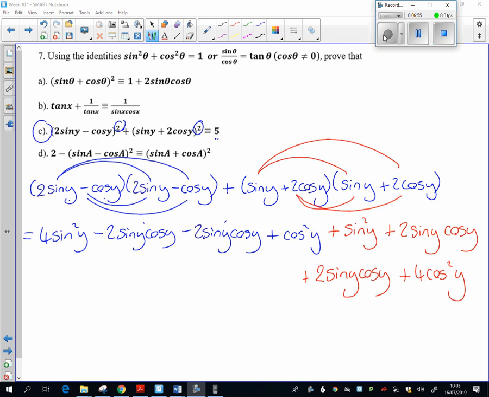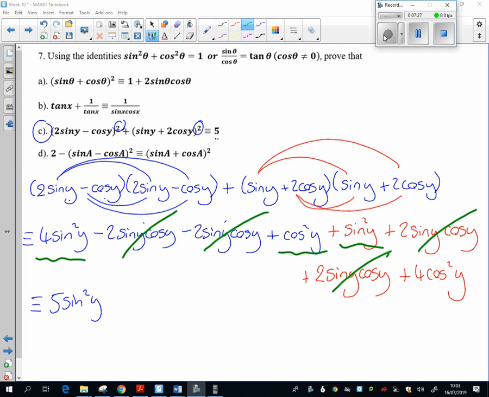So that's looking quite messy, but if I start to look at what I've got, it simplifies right down, because I've got 2 sine y cos y, I've got minus there, and then plus there. I've got minus 2 sine y cos y plus 2 sine y cos y. So that's all completely cancelling. I've then got 4 sine squared y plus that sine squared y, so that's 5 sine squared y. I've got that cos squared y plus that 4 cos squared y, so that's 5 cos squared y.